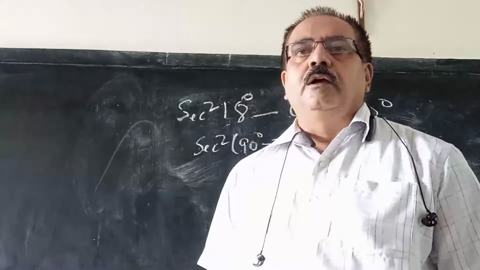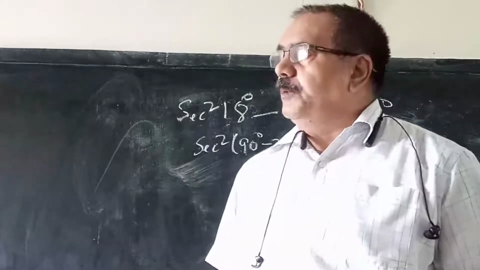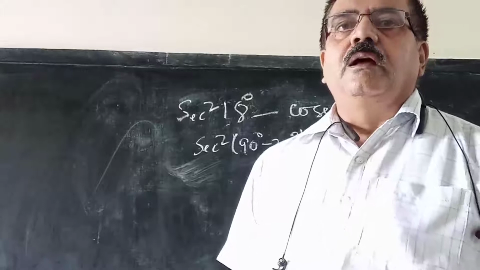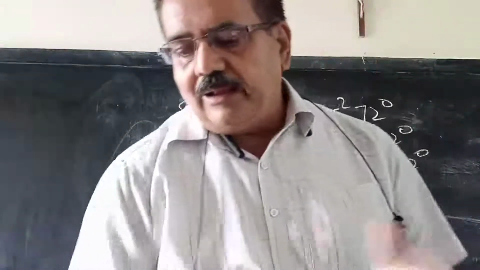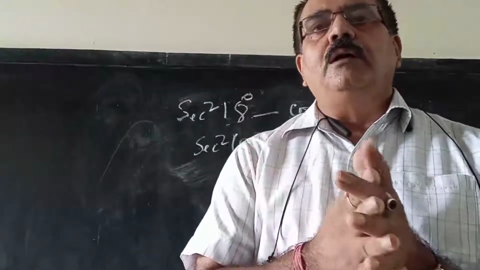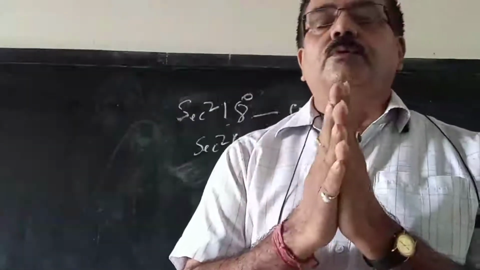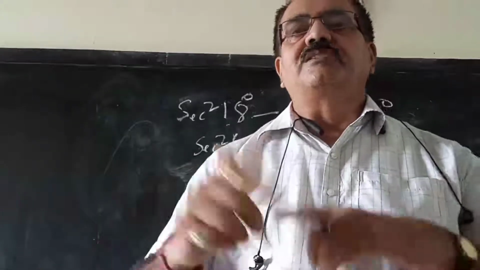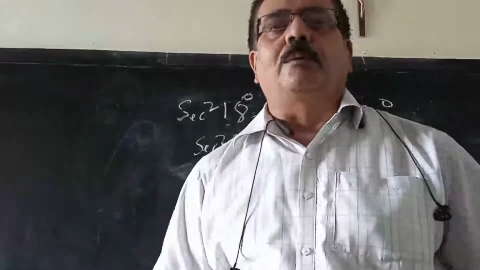This way, by using the complementary angle formulas, only 4 to 6 formulas there, plus the first chapter trigonometric formulas, we can solve this exercise. So whenever the sum of two angles is coming 90 degree, convert one of them into complementary.